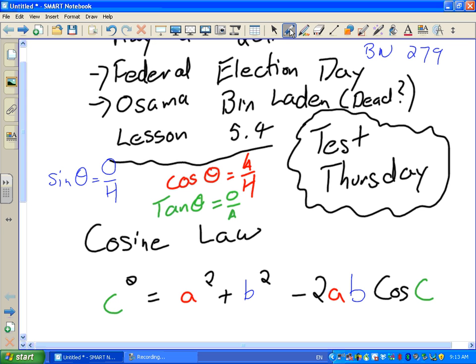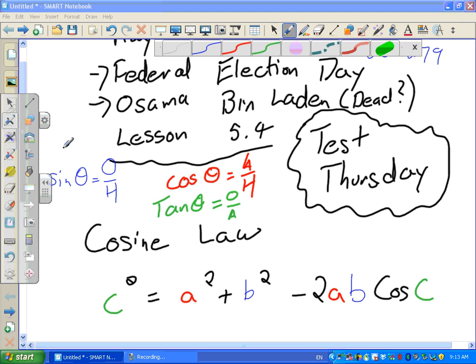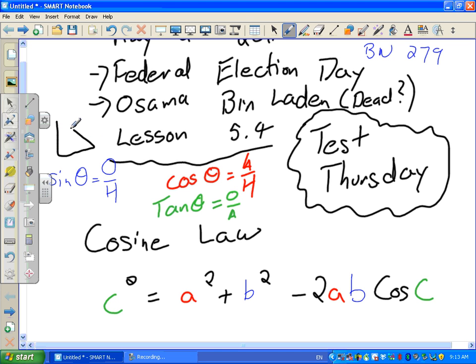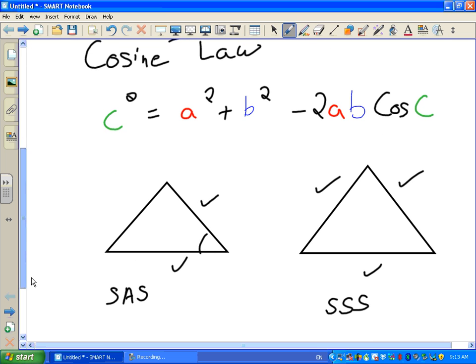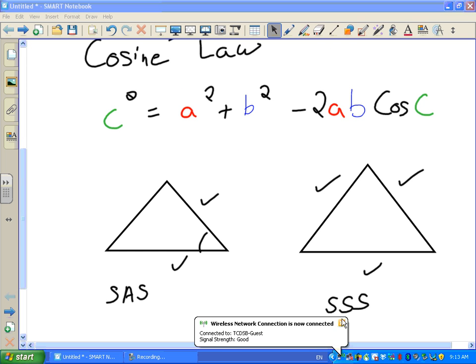Those specifically are for right angle triangles only. Those three laws only work with right angle triangles. We learned sine law the other day, which is for non-right angle triangles, and cosine law for non-right angle triangles. Make sure you know the difference for your test on Thursday. If you have a right angle triangle, you use one of those three ratios. If you have a non-right angle triangle, you either use cosine law or sine law to solve it.